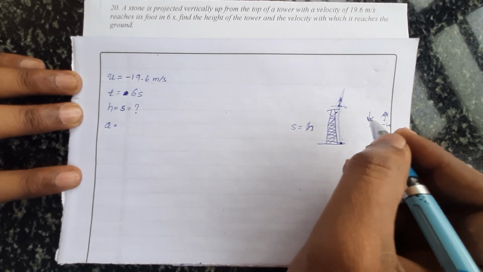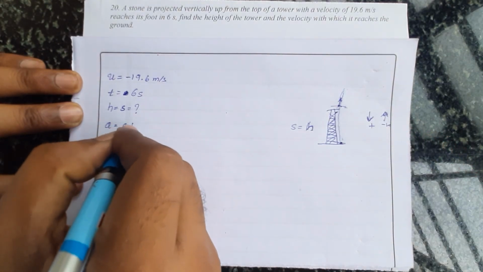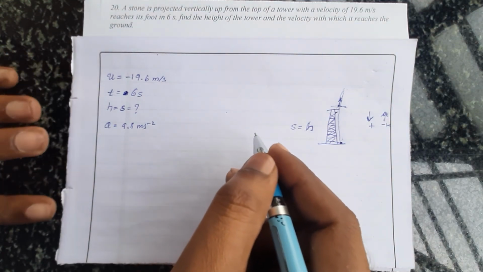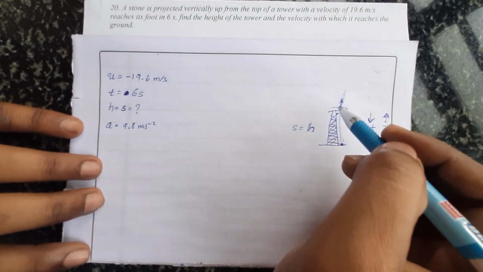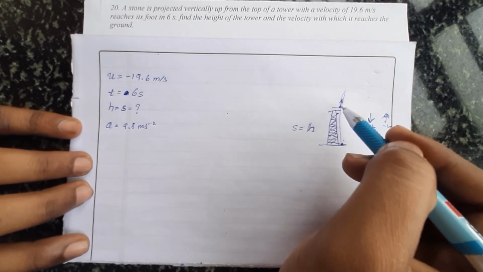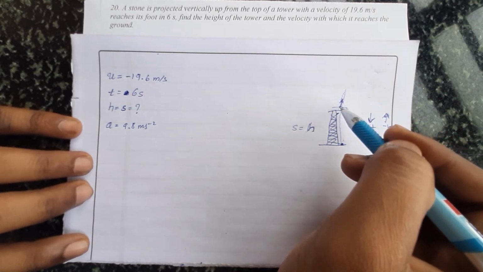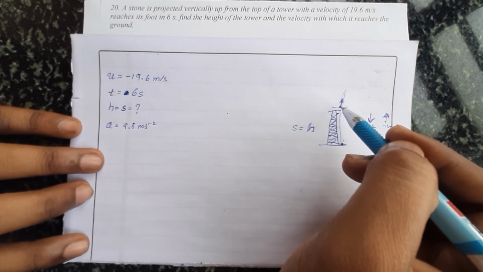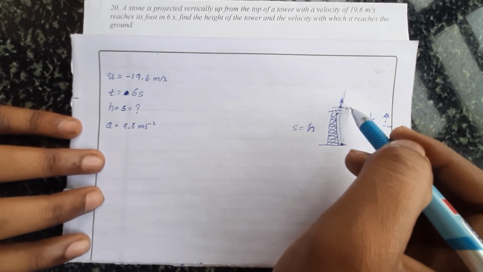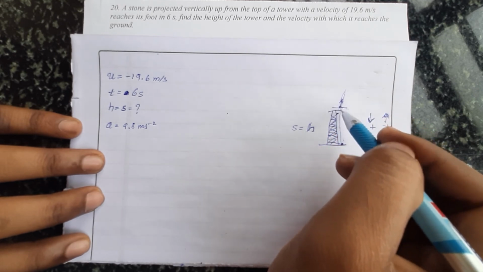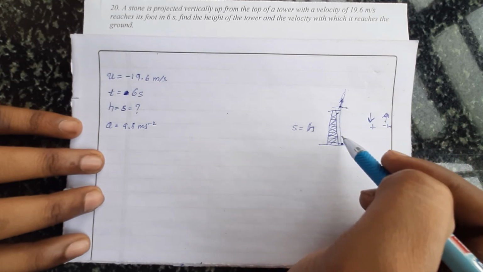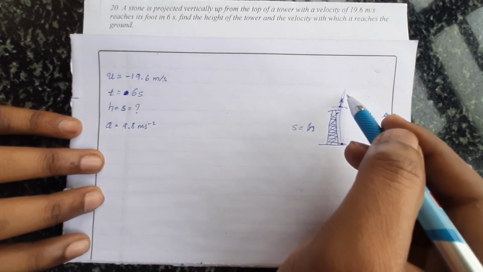So it is 9.8 meter per second square, plus 9.8. Now you might be thinking, sir, the stone is actually thrown upwards. How come you take acceleration as positive? I took acceleration as positive because in the complete motion of the stone, from here to here, the final displacement is happening downwards, not upwards, isn't it?